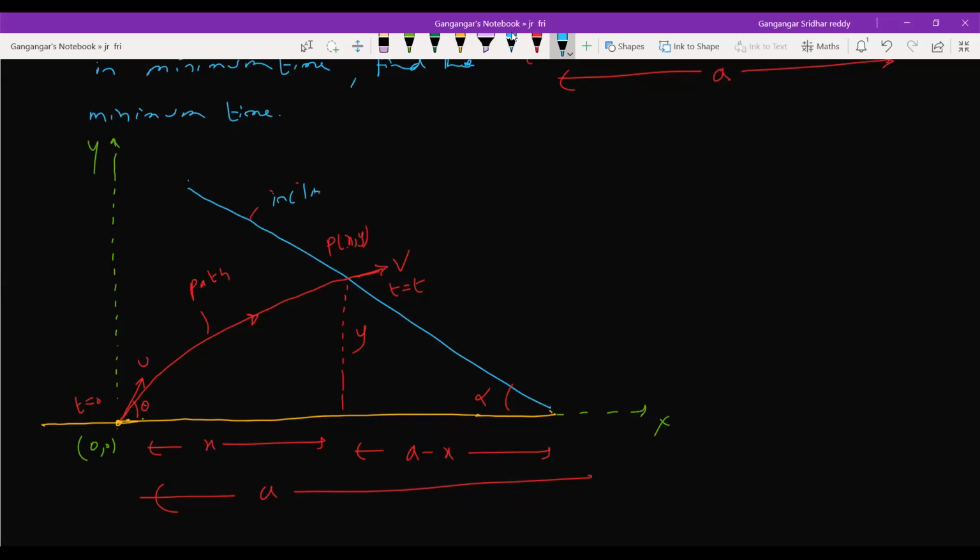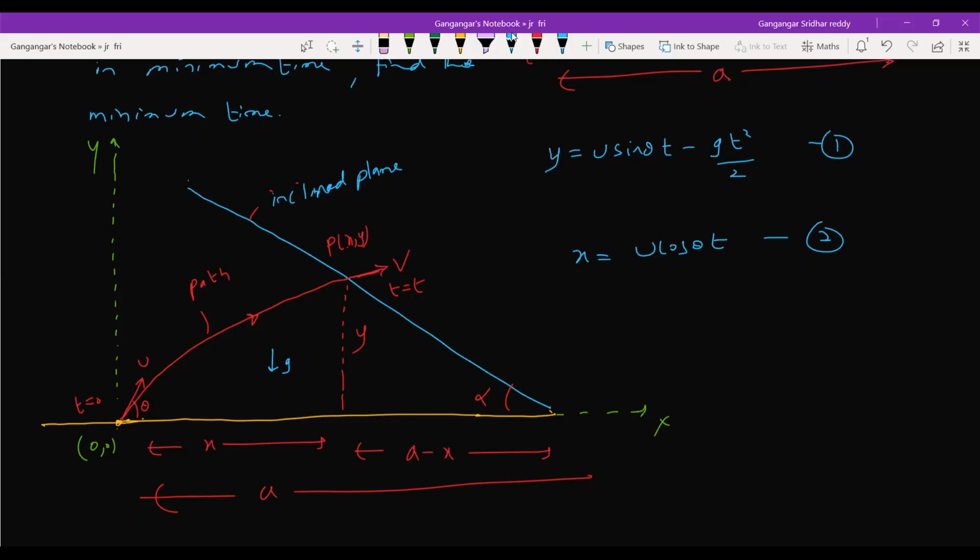Now, this is the inclined plane, this is the ground. Let's write the equations. What is the vertical component of initial velocity? U sine theta. So the first equation will be y equals u sine theta t minus half g t square. Along the x-axis, x equals u cos theta into t, similar to oblique projectile. Then what is the distance? This a minus x is there, no?